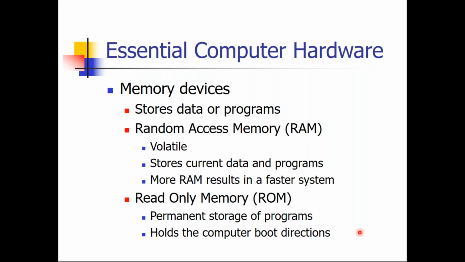Memory devices store data or programs. Memory devices are of different types: RAM and ROM. RAM is one type of memory and ROM is another. RAM is a volatile type of memory. It stores current data and programs. More RAM results in a faster system. What is this RAM?